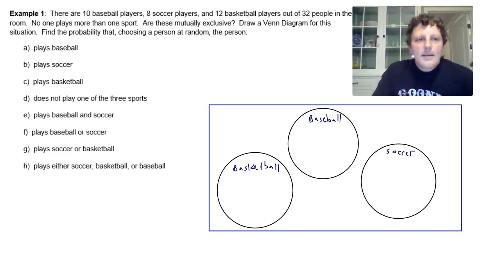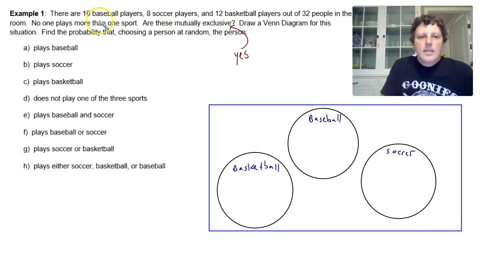Our first example today, we have 10 baseball players, 8 soccer players, and 12 basketball players out of 32 people in the room. No one plays more than one sport. Are they mutually exclusive? Well, if none of them play more than one sport, then yes, they are mutually exclusive, because not being mutually exclusive would mean that they could choose more than one sport, that you could get a person that played basketball and baseball. In this case, that doesn't happen. So our Venn diagram would have 3 completely separate circles.